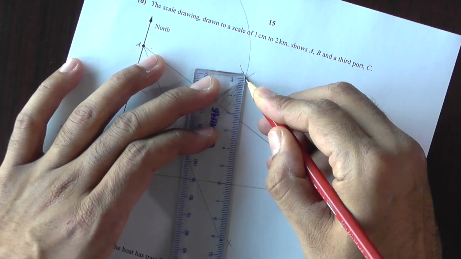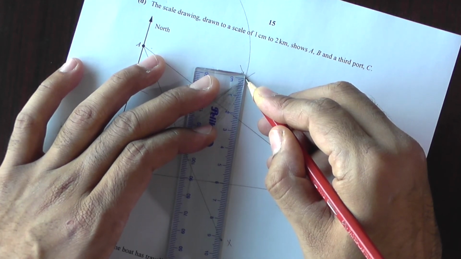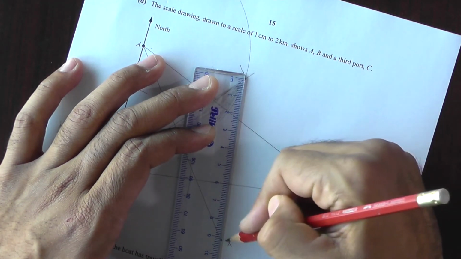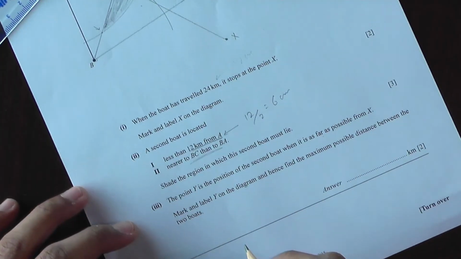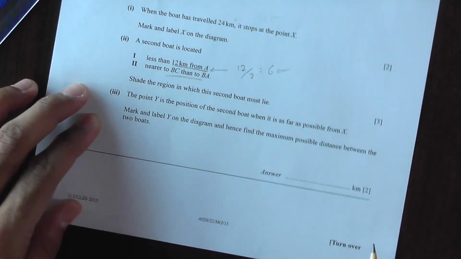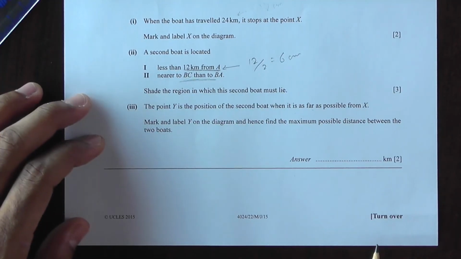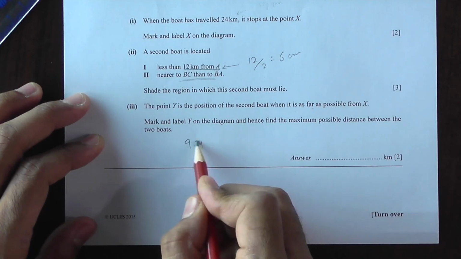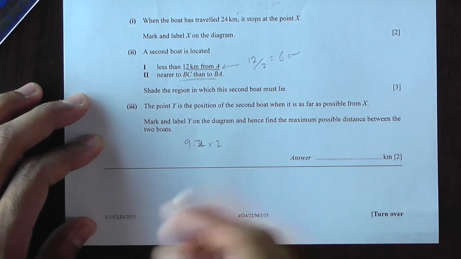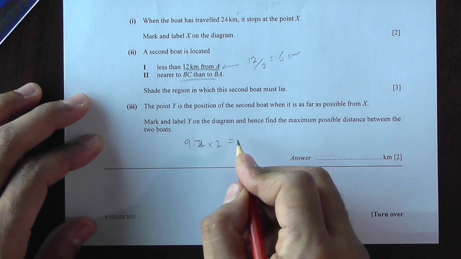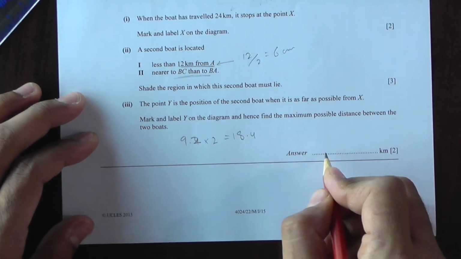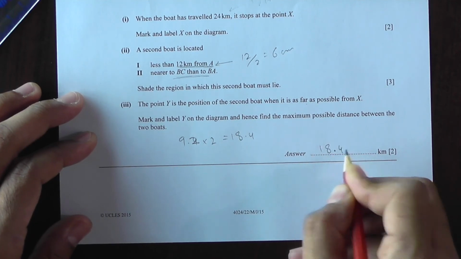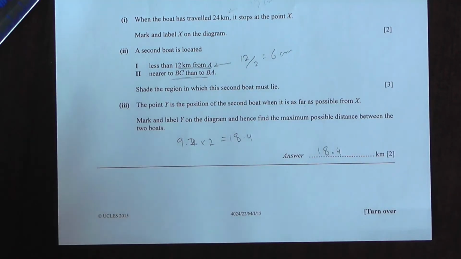So let's measure this point. This is like 9.2 centimeters. So that means if this is 9.2 centimeters and you're trying to look for the distance, it is going to be 9.2 times 2, since you're converting this into kilometers, and this comes out to be 18.4. Then you write it over here, 18.4 kilometers, and we're done with the question.